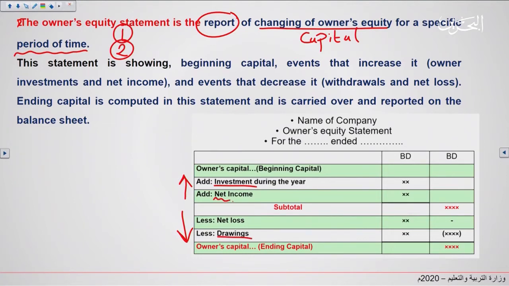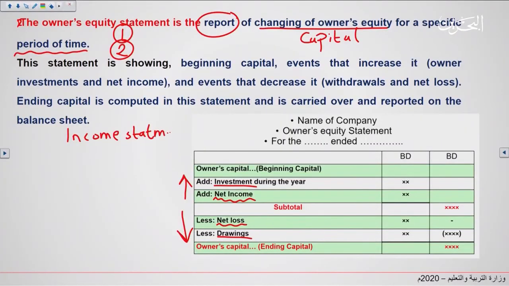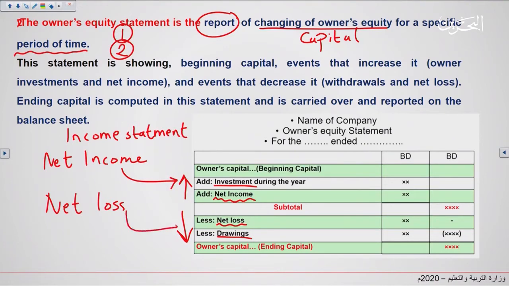Now, let's come to the net income and the net loss. If you remember, when we were making the income statement, our goal was to find out if the company is making net income or net loss. If the company is making net income, we will add it to the events that increase the capital. If the company is making net loss, we will add it to the events that decrease the capital.